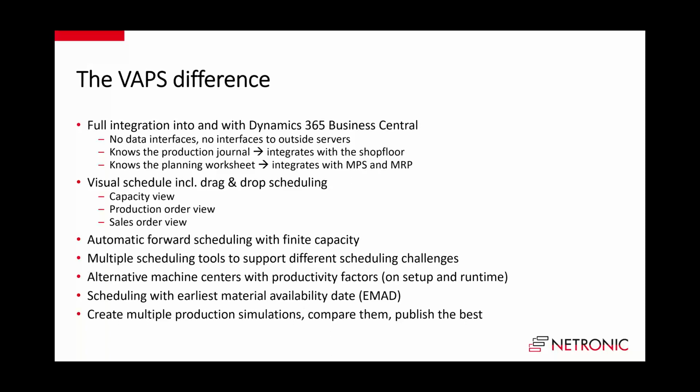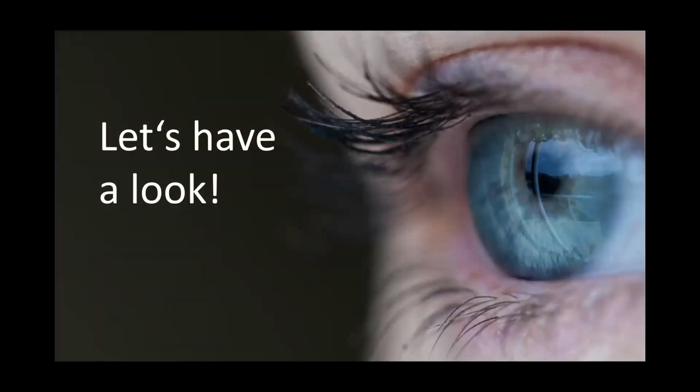With the VAPS, you can actually schedule with the earliest material availability date, EMAT. So we have a mechanism within the VAPS that will calculate material available for you and give this to you as an input factor for scheduling. And with the VAPS, you can create multiple production simulations, then you can compare them, and then you can publish the best. And this is what the VAPS is all about.